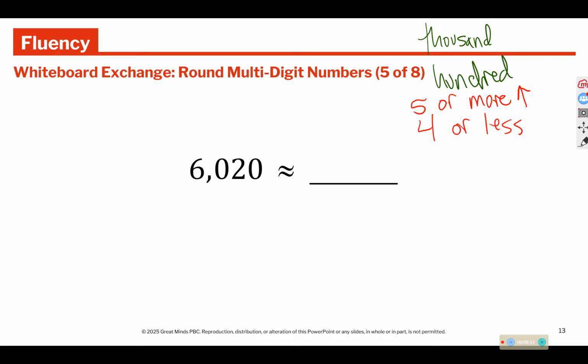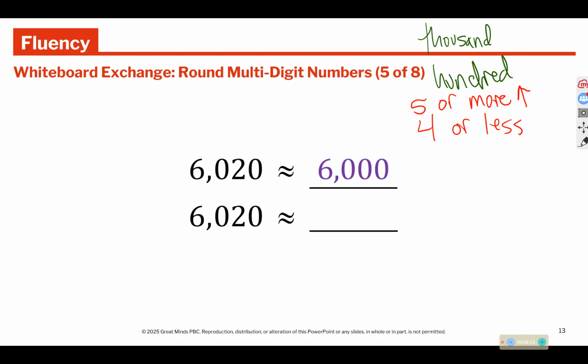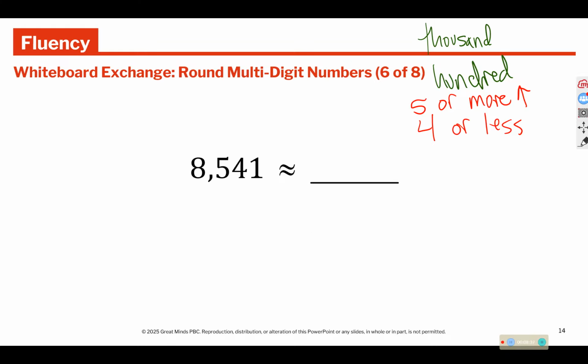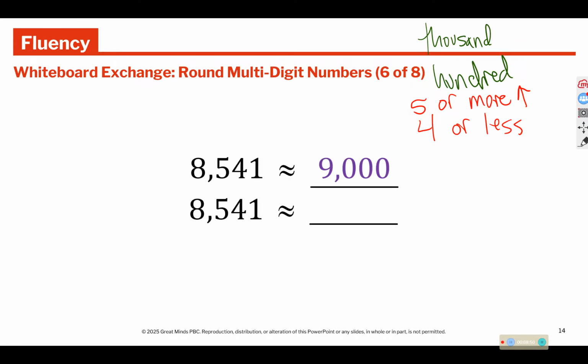Round this one to the thousands place. Now to the hundreds place. Here's the next one. Start by rounding to the thousands. Now round to the hundreds place.